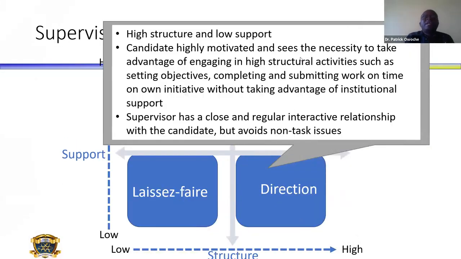And then the last one is the directional: highly structured, low support. The candidate is highly motivated and sees the necessity to take advantage of engaging in high structure activities, such as setting objectives, completing and submitting work on time, on their own initiative without taking advantage of institutional support, and the supervisor has a close and regular interactive relationship with the candidate, but avoids non-task issues.